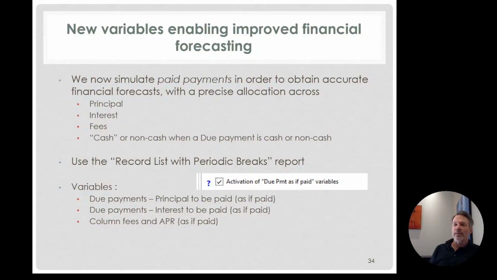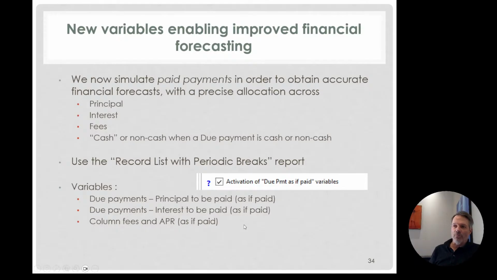New variables. This is something people have been asking for a while. When we do financial forecasts with the older version 5.6 and before, you could do pretty good forecasting. But we weren't simulating paid payments. So in some cases, the upcoming payments could have paid non-cash transactions, or they wouldn't have paid fees, interest, and principal in the right manner.